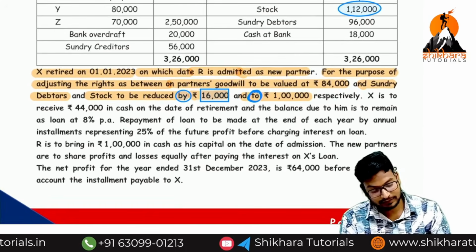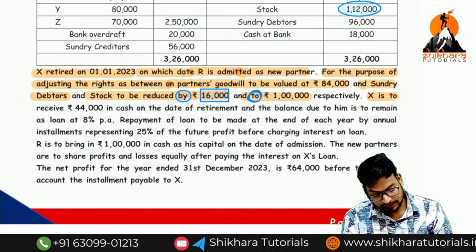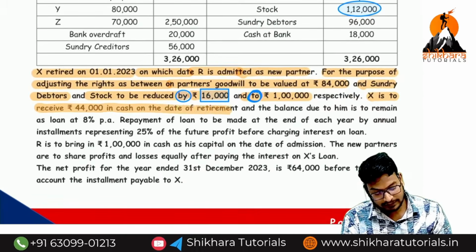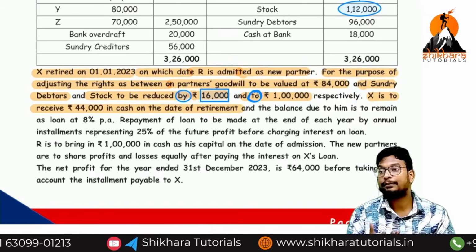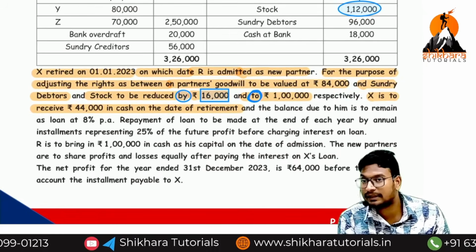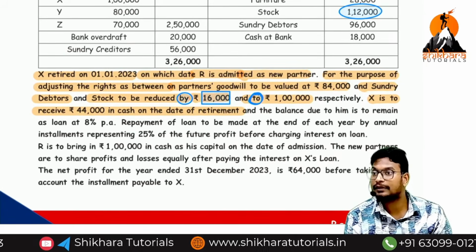Respectively. And then after, X is to receive how much? X is to receive 44,000 in cash on the date of retirement. Means on the date of retirement we are paying a partial repayment. We are paying the partial repayment of capital. The remaining amount we need to show as a loan account.